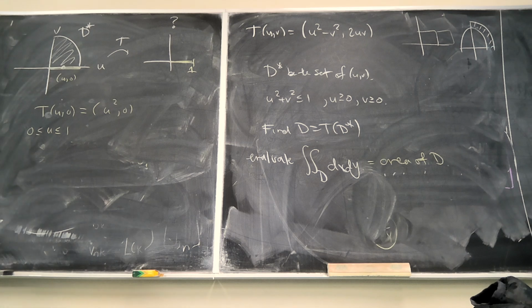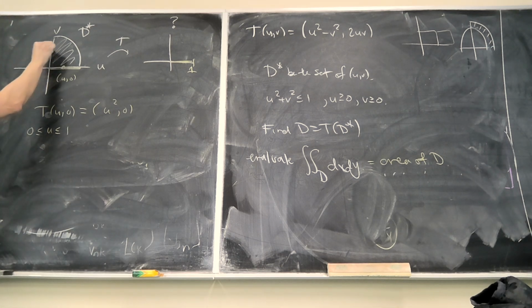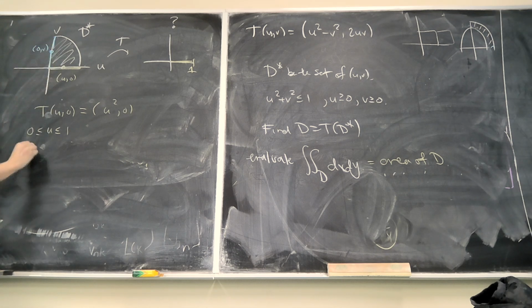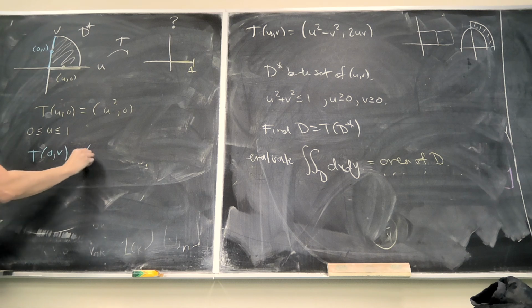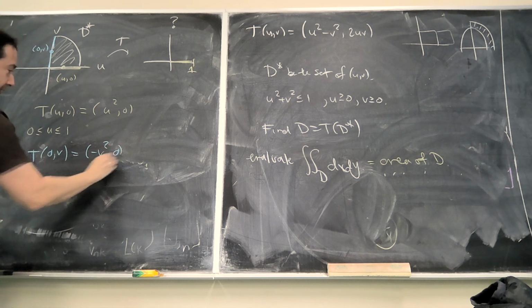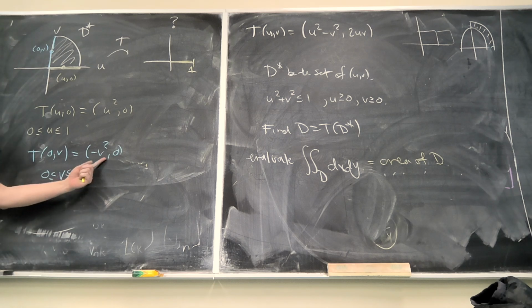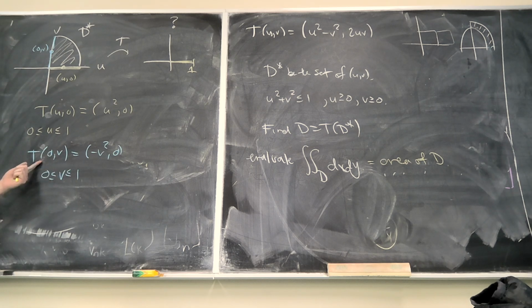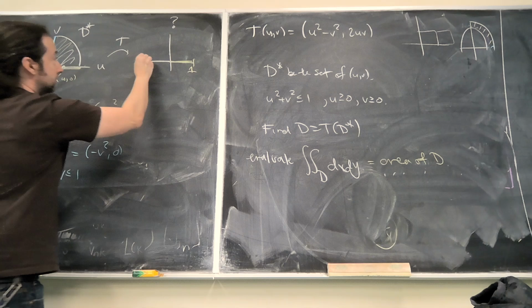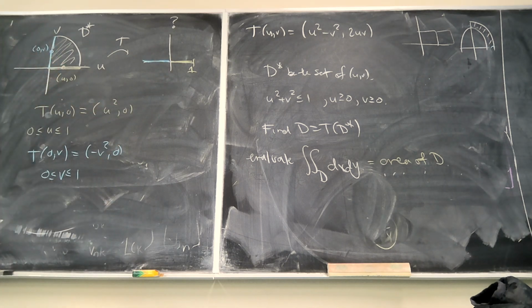This line segment, where all the points have the form (0, v), T of (0, v) turns into (minus v squared, 0), where v goes from 0 to 1. So that's a line segment that starts at (0, 0) and goes left until it gets to (minus 1, 0). Okay, so we did that part. Now that circular arc part. What is going to happen to that?